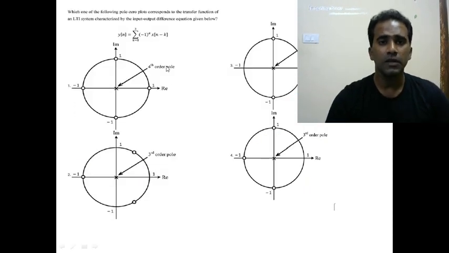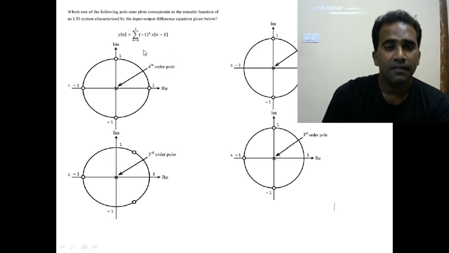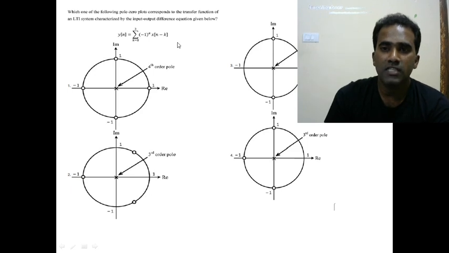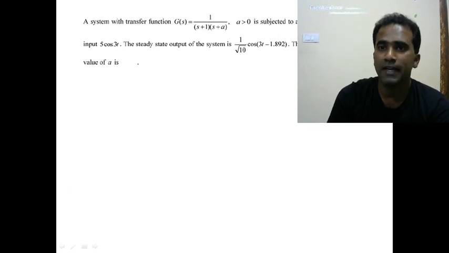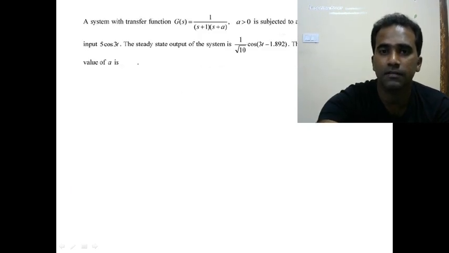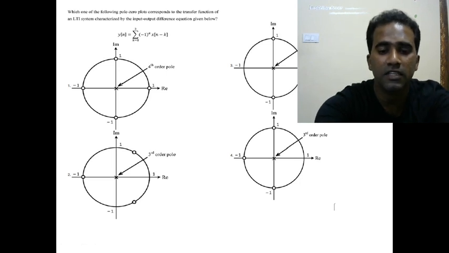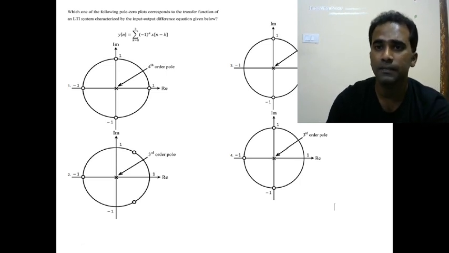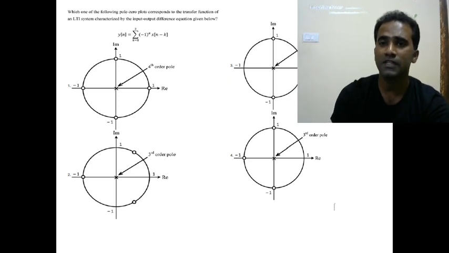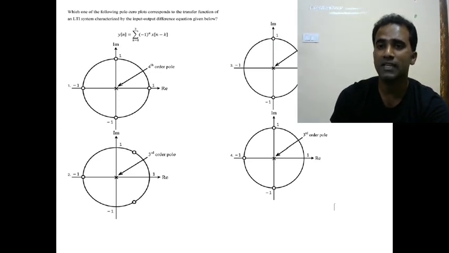Let us see the next one. They have given us the difference equation satisfying the input and output of a system, and they are asking us the pole zero plot of that system. If you want to understand the pole zero plot, you should get h of z. H of z is what is required for us. If you can find h of z, you can understand the locations of poles and zeros.